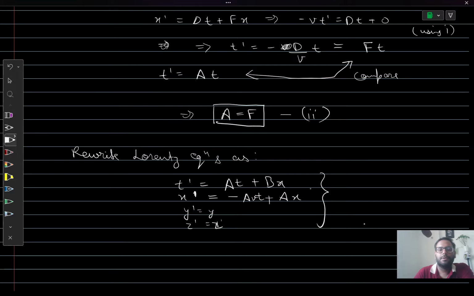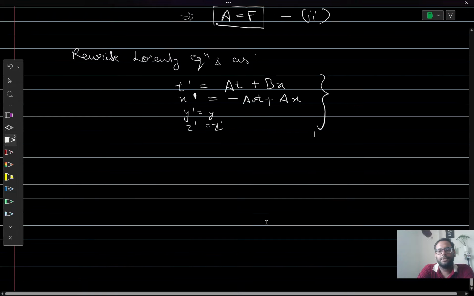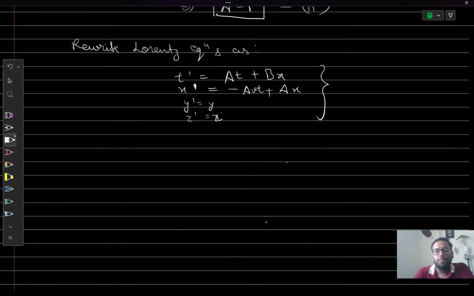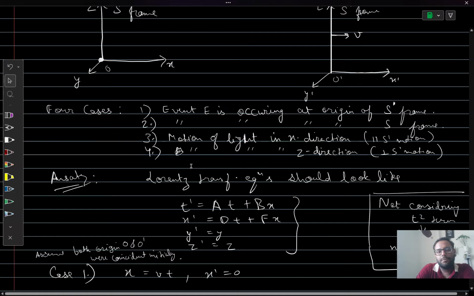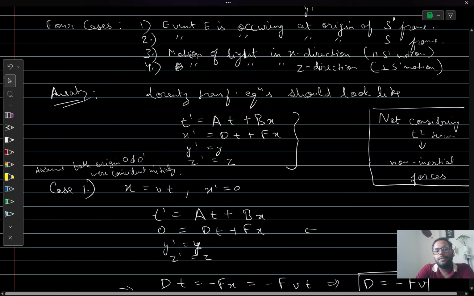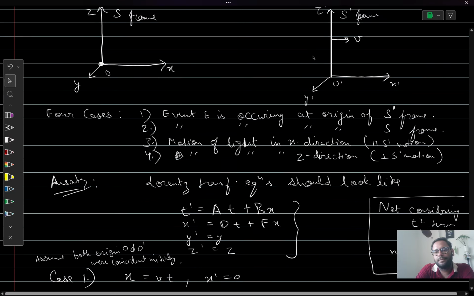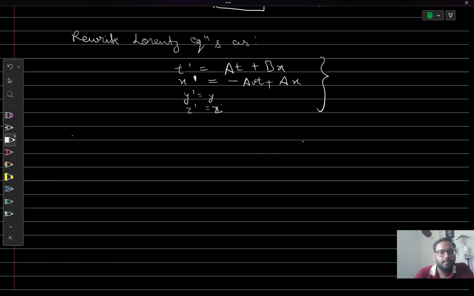We have reduced, using two cases, our number of coefficients to 2. Now we have two other cases, 3 and 4, and we have to find these two coefficients also. So let's consider the motion of light in the x direction. Case 3, motion of light in the x direction.